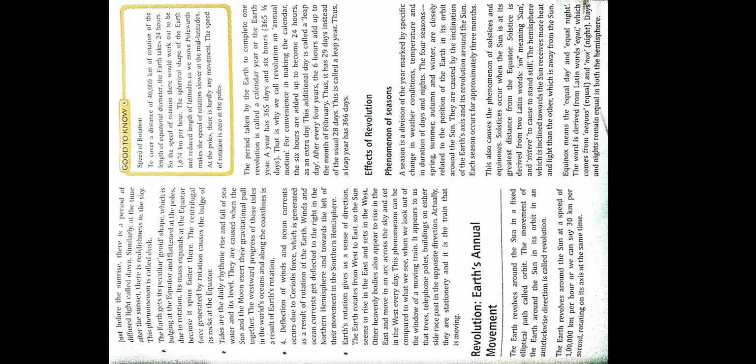Just before the sunrise, there is a period of diffuse light called dawn. Similarly, at the time after the sunset, there is a reddishness in the sky. This phenomenon is called dusk. Now, what is dusk? Dusk is a period when there is no complete day or no complete night. It is between the proper day and proper night. When the sun rises, there is a little diffusion which is called dawn, and after the sunset, there is a redness in the sky, and that redness is called dusk.